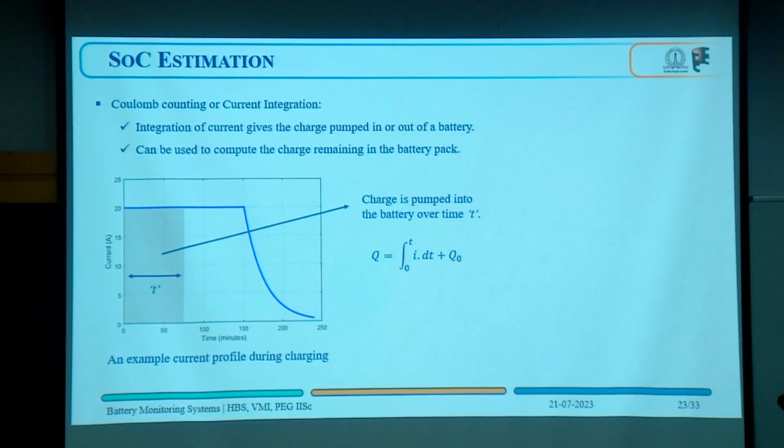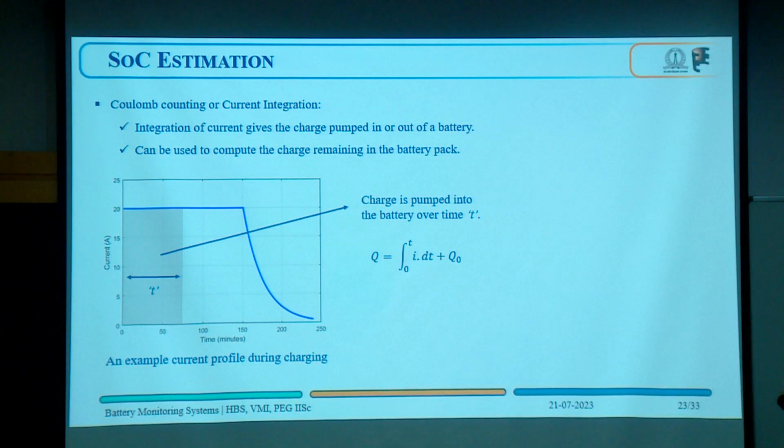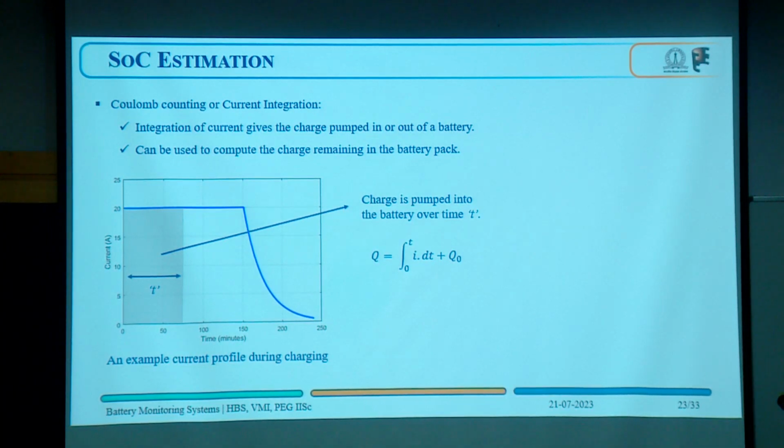Therefore, there is another method, Coulomb counting. Coulomb is the unit of charge, so we will count how much charge has been given to or taken out of the battery. That is basically the integration of the current, which gives the charge pumped in or out of a battery, and it can be used to compute the remaining charge in the battery pack.